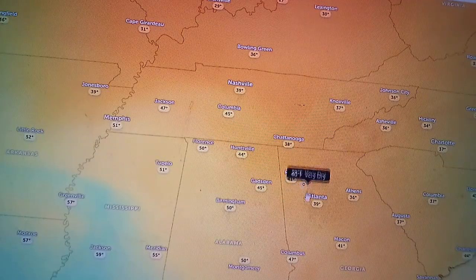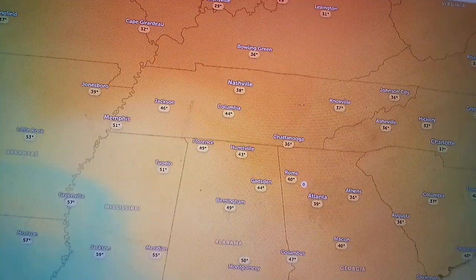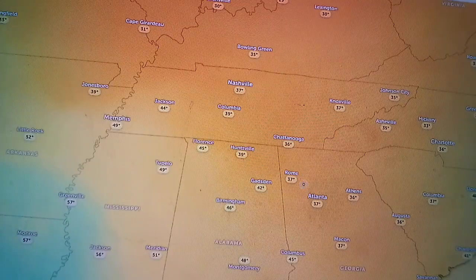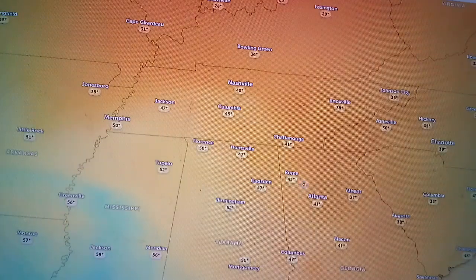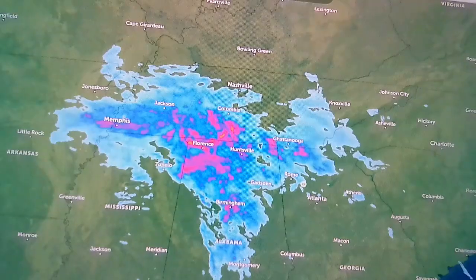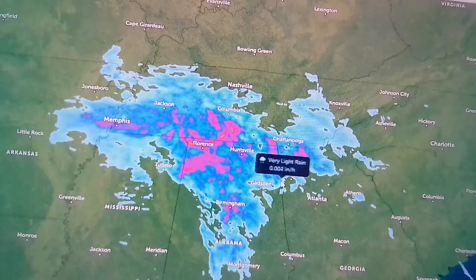at 4 o'clock was 39%, 37% at 3 o'clock, 2 o'clock it was 37%, 37%, and it's been low humidity the last few days, in fact. Very dry. Now let's look at the radar. Okay, look at this. This was at 5 p.m. By the way, it's not raining here. Right here. 0 inches.